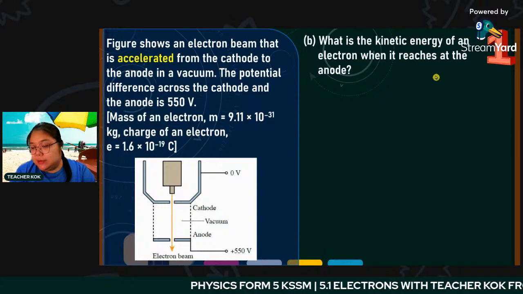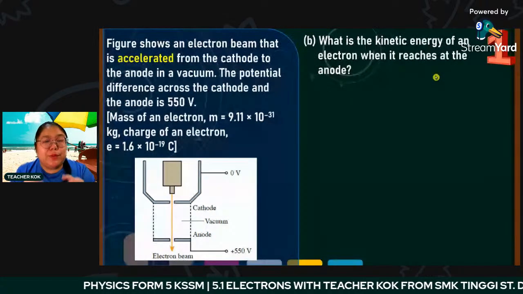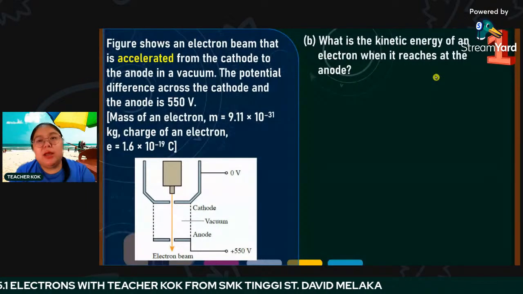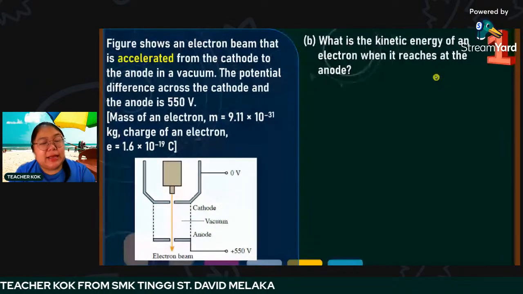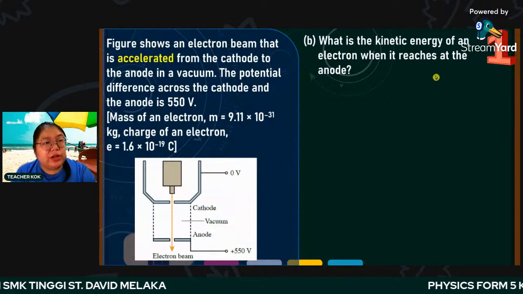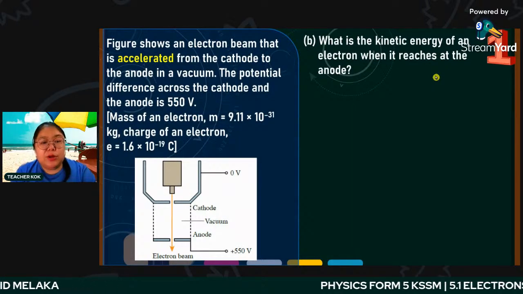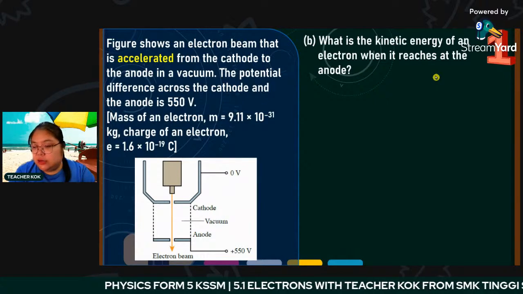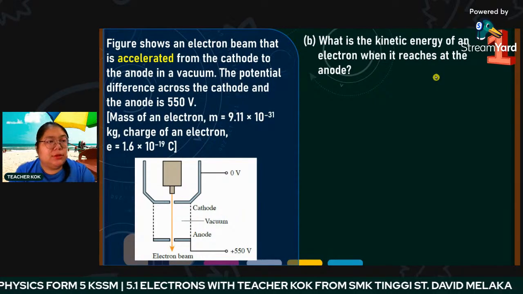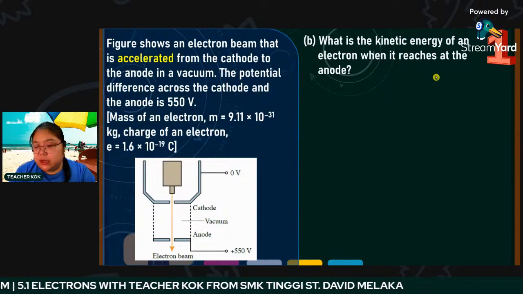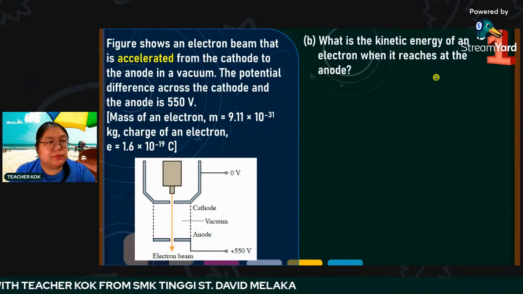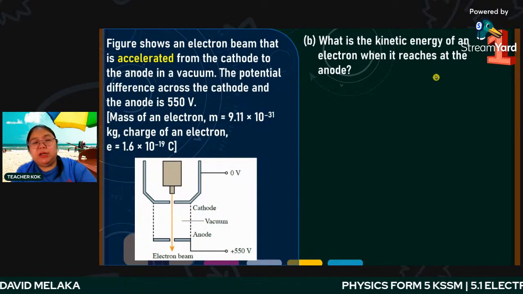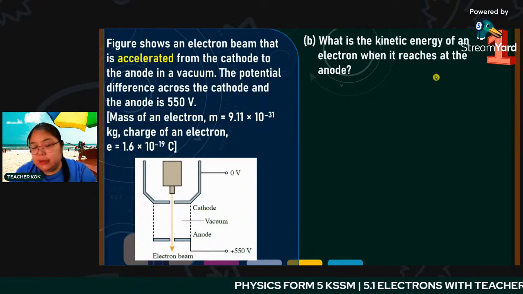Anybody? For part B, you bracket your answer B. Later, I don't know, you answer me A or B. So now the question asks about the kinetic energy of the electron when it just reaches the anode. What do you think about that? Any calculation you need to do? Answer or not? Or you do some calculation, then you show me here.